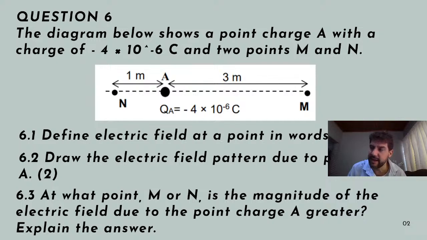Why is it greater at N? Because it's closer to A. The distance is less. So if the distance is less, then the electric field is greater. All right, so that is what you have to say here.